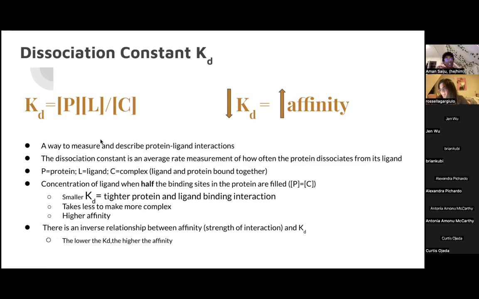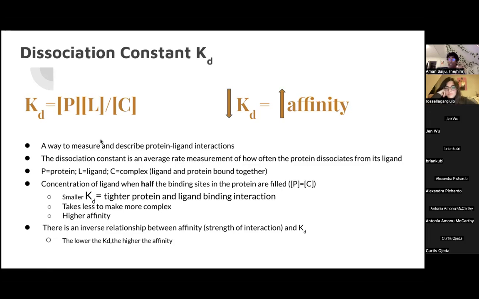So if you're increasing the amount of complex, you're increasing the denominator in the KD equation, which means that your KD is going to go down. So again, high affinity means a high amount of the complex, which means that you have a low KD value. A smaller KD corresponds to a tighter protein and ligand binding interaction, or greater affinity. Keep in mind that it is an inverse relationship.